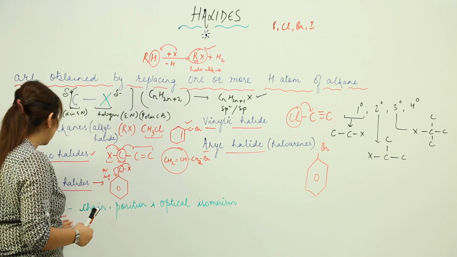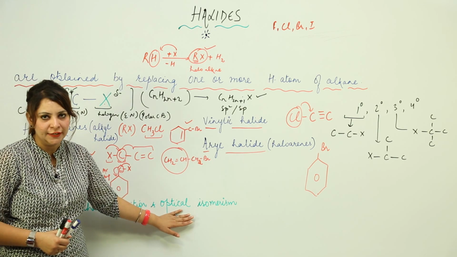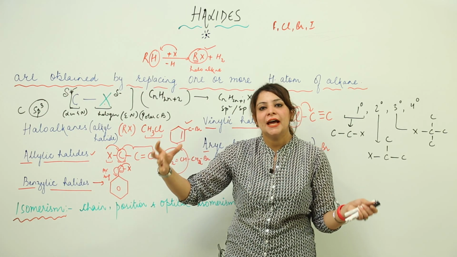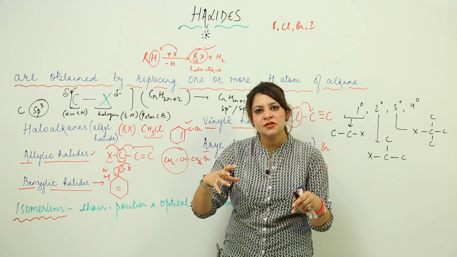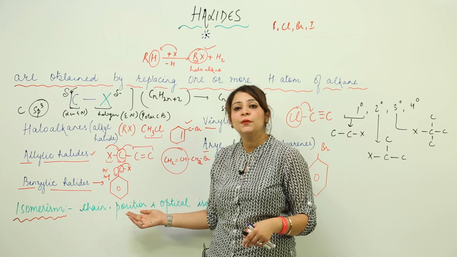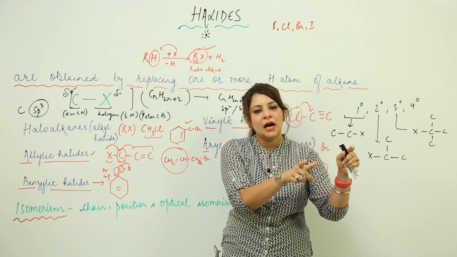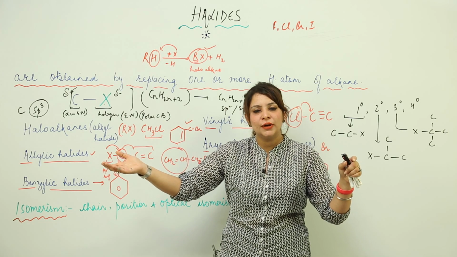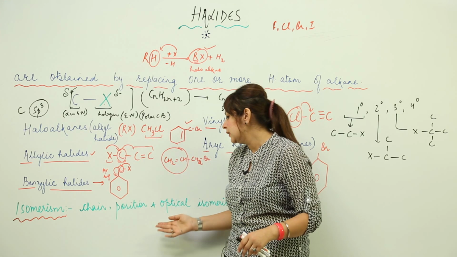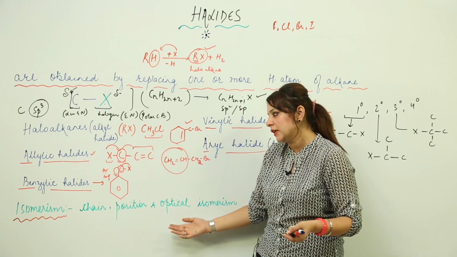And coming on to isomerism, they show chain, position and optical isomerism. Chain isomerism is, suppose we have a 5 carbon chain and it gets branched into 3 carbon. Position, we can change the position of the halogen. Suppose in a chain it is attached to the 2nd carbon, we can make an isomer by attaching that halogen at the 3rd or 4th position. And optical is how they rotate the plane of polarized light. So this is isomerism.